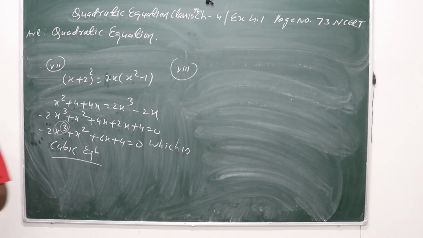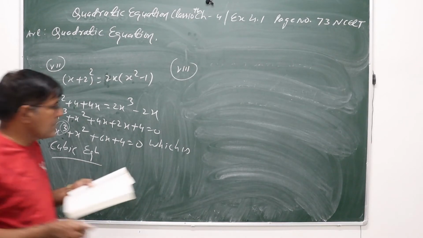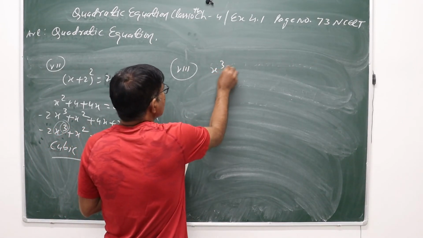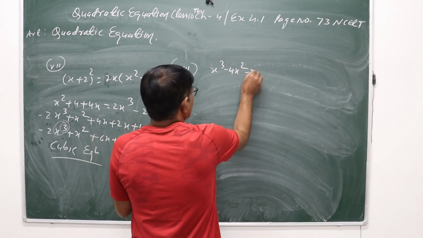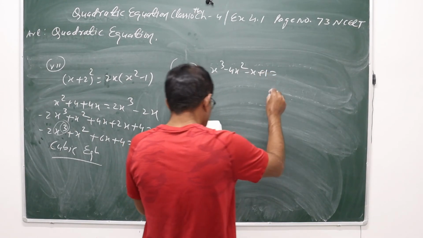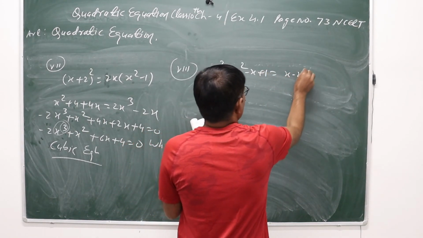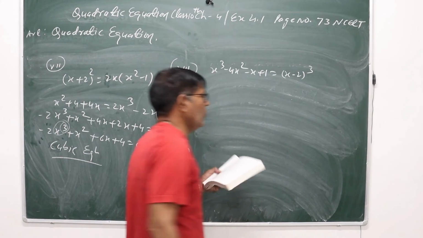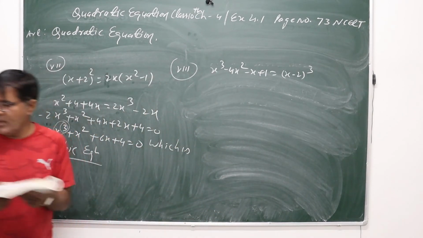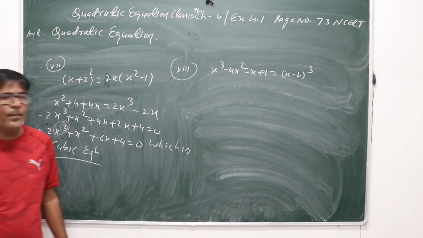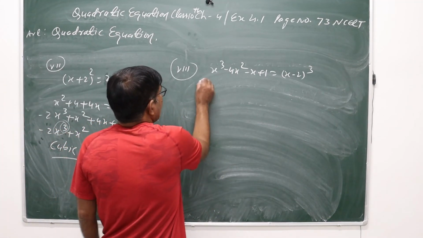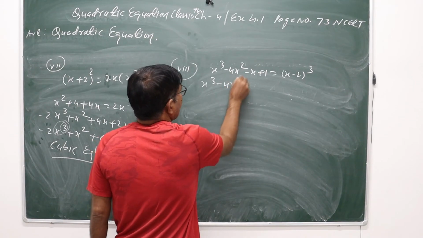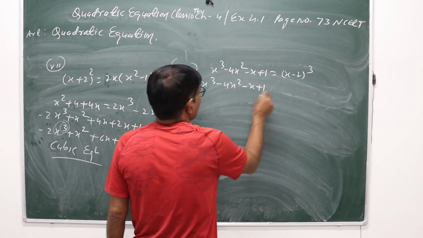Now the eighth part is again, see, x cube minus 4x square minus x plus 1 is equal to (x minus 2) whole cube. (x minus 2) whole cube, a minus b whole cube, a cube. Okay. See how we will open it: x cube minus 4x square minus x plus 1.